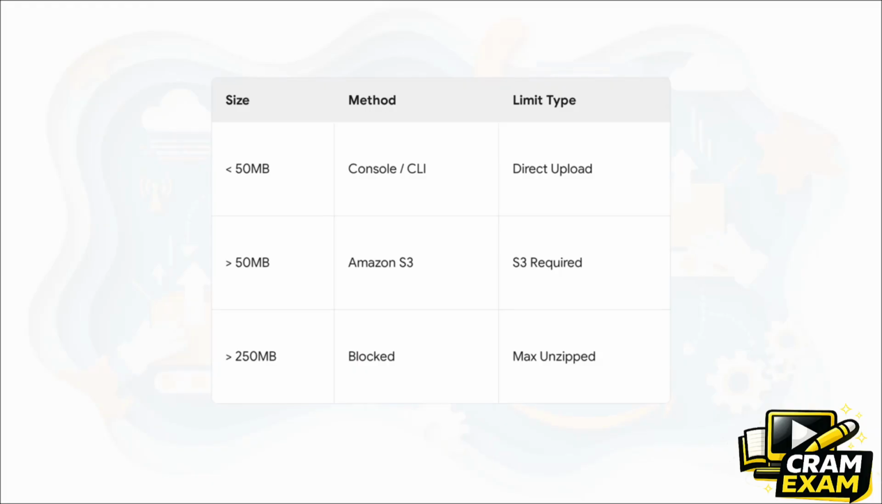Okay, next up, we need to understand the upload methods, because AWS will literally block your deployment if you don't know the rules here. If your zip file is under 50 megabytes, you're good to upload it directly through the AWS console or the AWS CLI. But if your zip file is over 50 megabytes, that direct API call is going to reject it. You have to upload the zip to an Amazon S3 bucket first, and then point Lambda to that S3 URL. Oh, and watch out for the absolute ultimate size limit. Your total unzipped deployment package cannot exceed 250 megabytes. If it's 251 megabytes, Lambda permanently blocks the deployment.